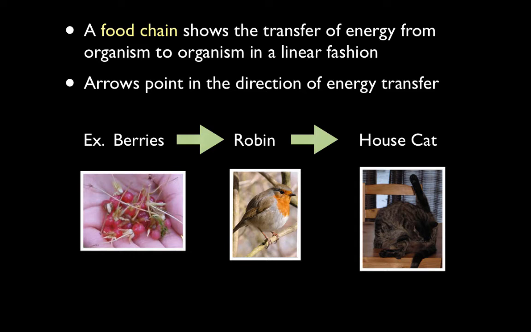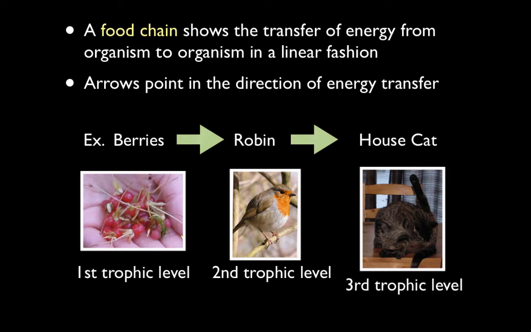If you were to label this food chain, you would label the berries as part of the first trophic level, the robin as part of the second trophic level, and the house cat as part of the third trophic level. Furthermore, the berries would be considered your producers. The robin is your primary consumer because it's the first thing that has consumed something else. And then the house cat is a secondary consumer because it's the second organism that has consumed something within this food chain.